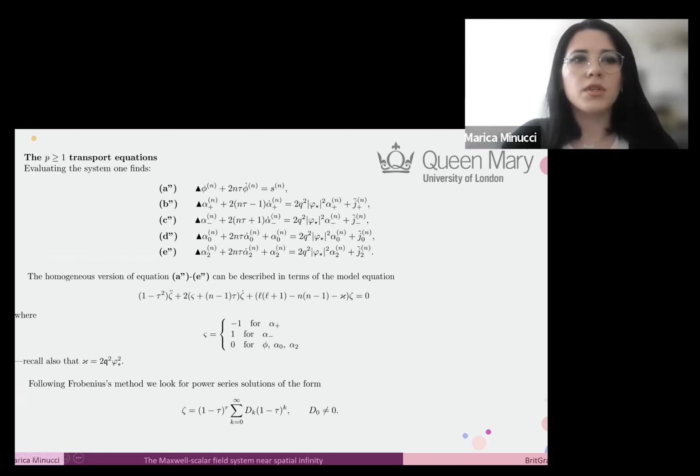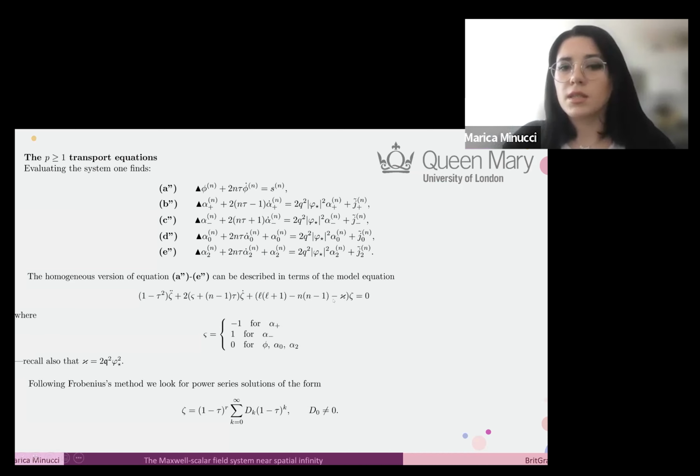In particular, we studied the equation for p greater than 1. And the equation evaluated on the cylinder leads to the following. Here we have assumed that we know all the solutions to the lower order transport equations, and they are constructed using the previous lemma. What is relevant of this system is that on the right-hand side, you can see terms of order n, and they arise because of the cubic coupling between the Maxwell and the scalar field system. The homogeneous version of the equation is provided by this model equation.